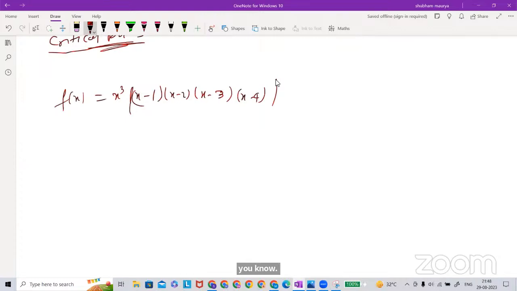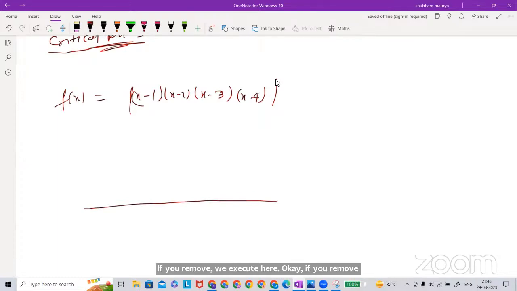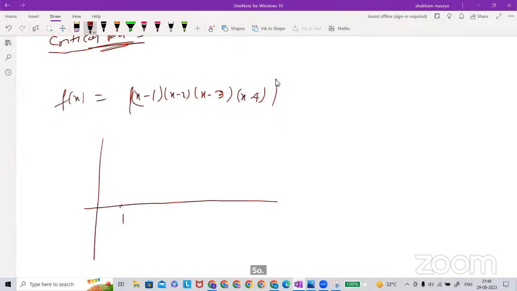So let me draw the graph here. If you remove x cube, for the time being I am just removing x cube. Suppose here is 1, here is 2, here is 3, and here is 4. So at 1, 2, 3, and 4, the function value is going to be 0.